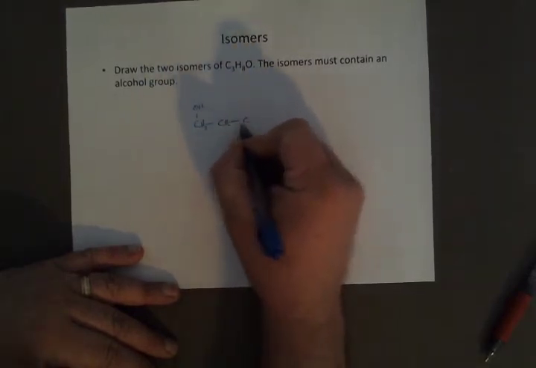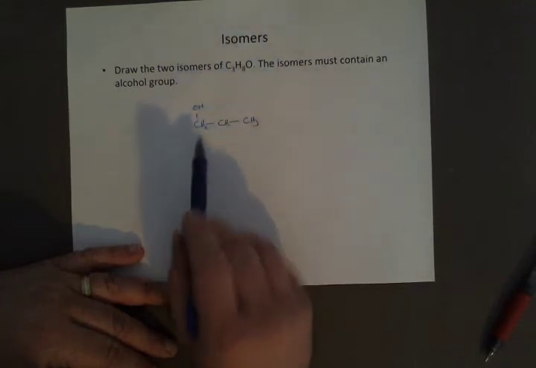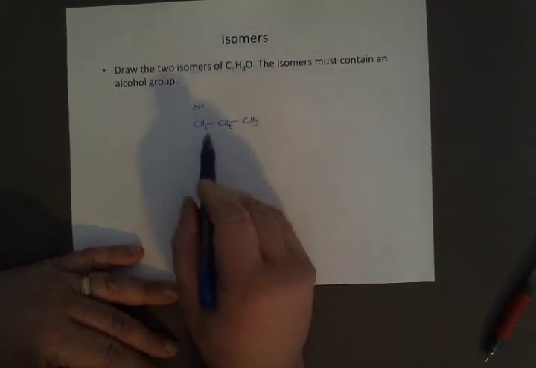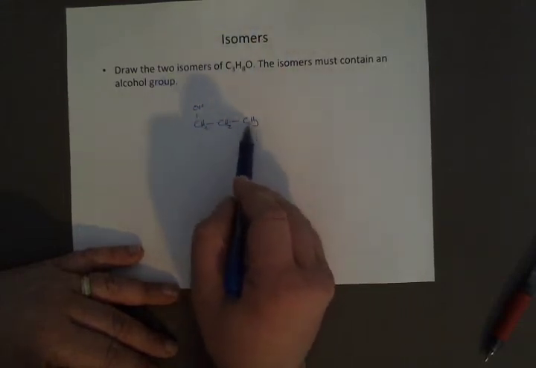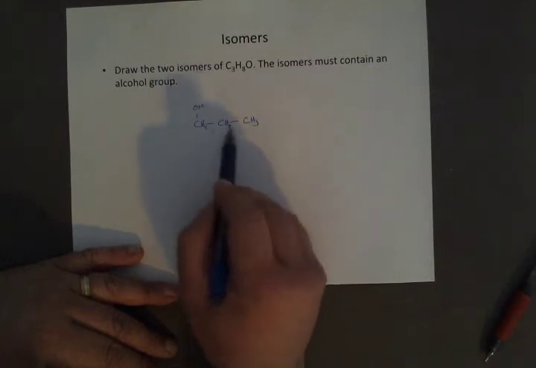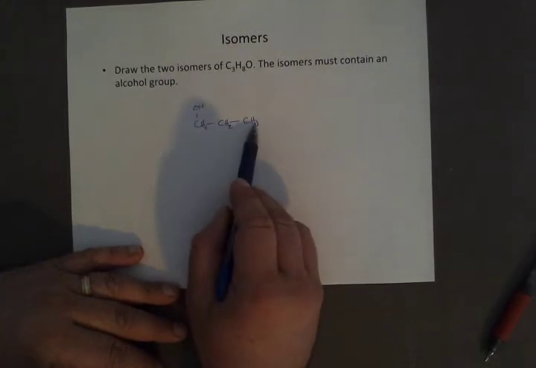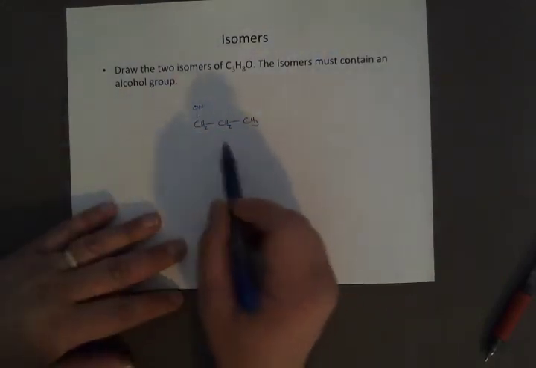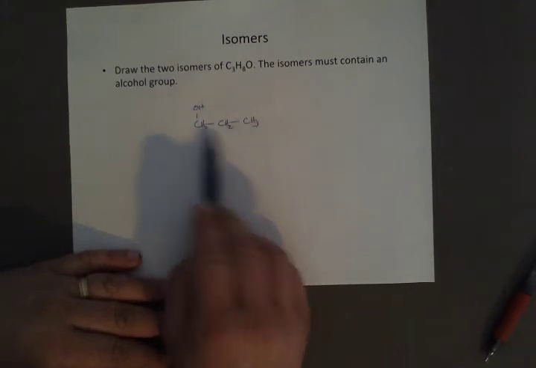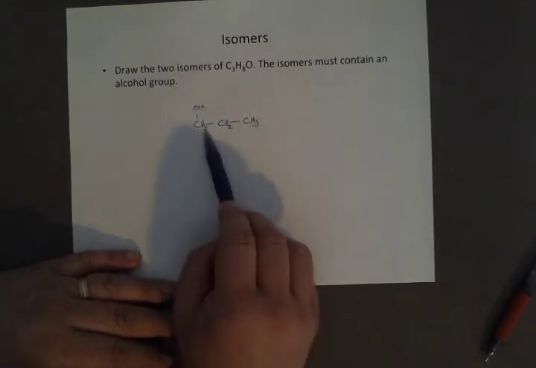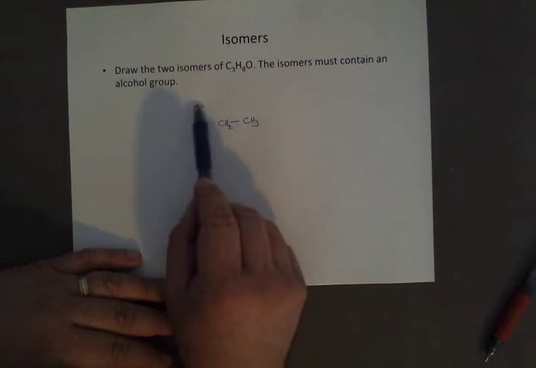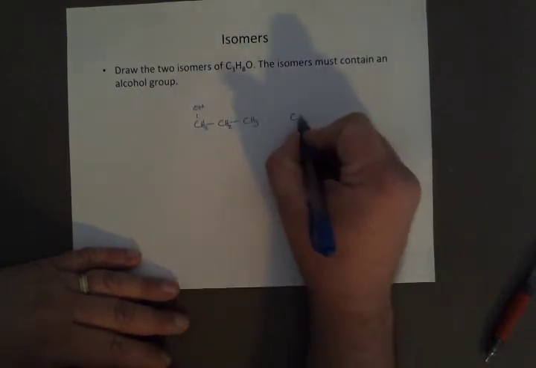So H2, H2, CH3. You got to make sure that you got the right formula: 8 hydrogens, 1 oxygen, and 3 carbons. Make sure it works. Okay. The other thing that you can do, now you just move these pieces around. So what you could do, say, is move this OH to right here.